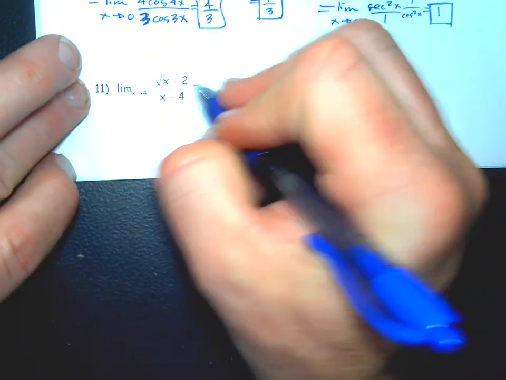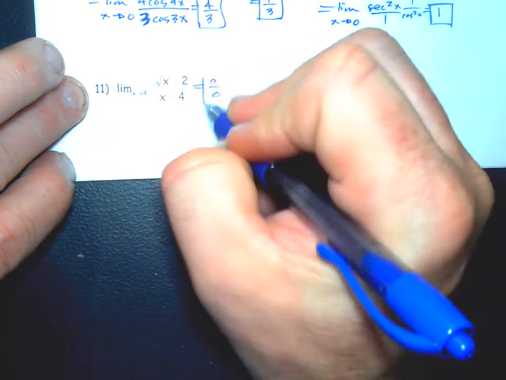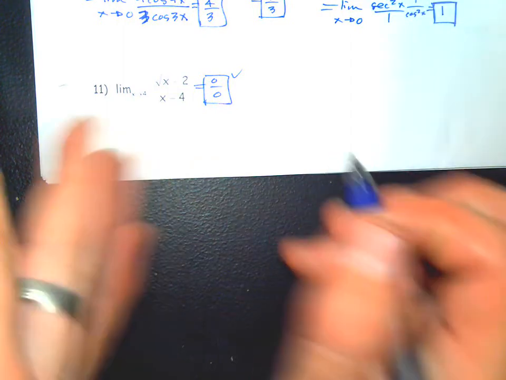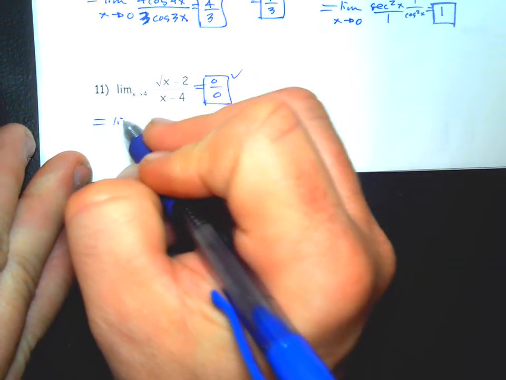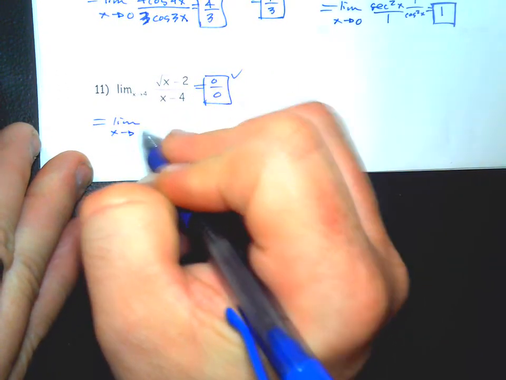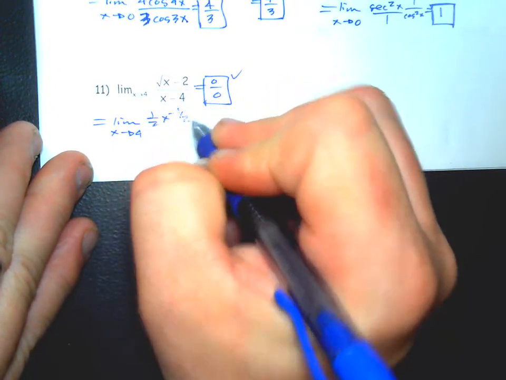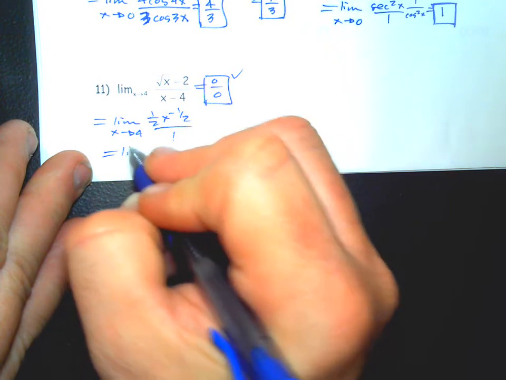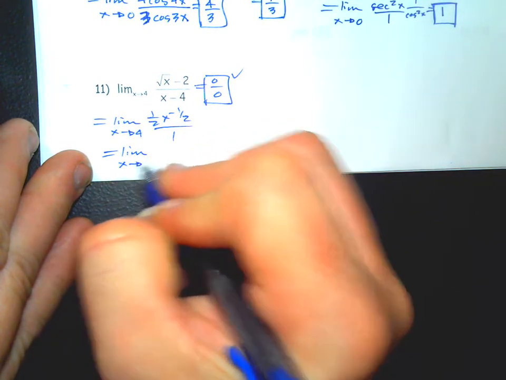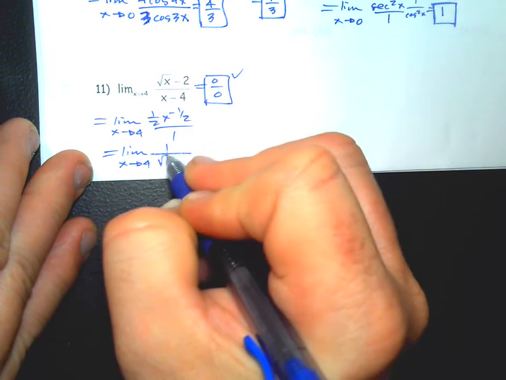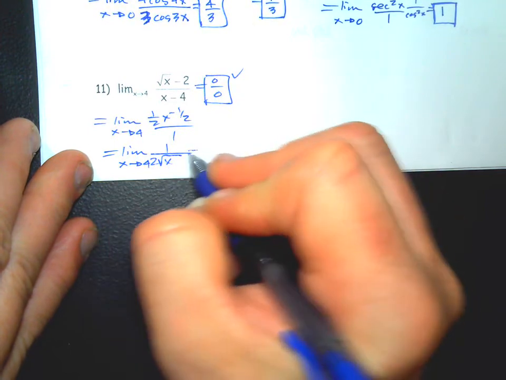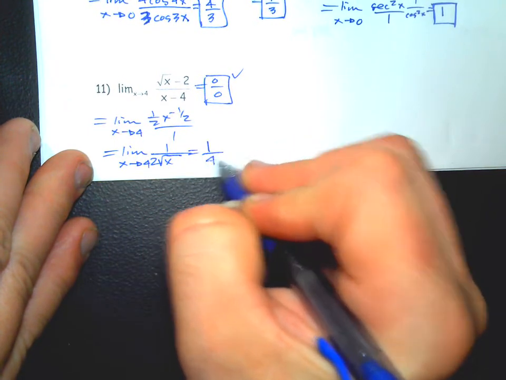Next one, 0 over 0. Now, this one I think we could do a hole, but I'll do L'Hopital's rule first. And take a derivative of the top, derivative of the bottom, maybe rewrite it. And we get 1 over 4.